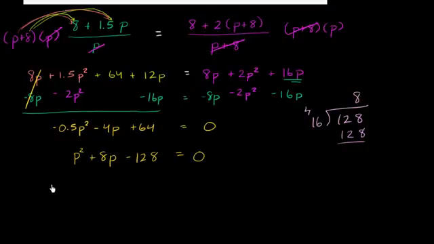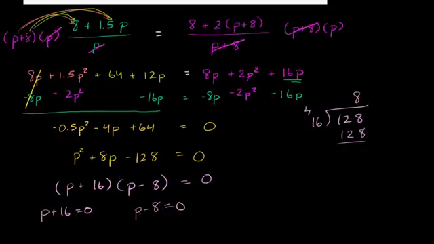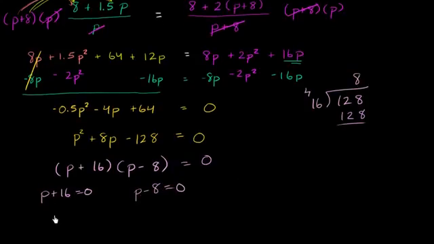So we can factor this as p plus 16 times p minus 8 is equal to 0. Now this is going to be equal to 0 if at least one of these is going to be equal to 0. So we have two solutions. Either p plus 16 is equal to 0, or p minus 8 is equal to 0. This one, subtract 16 from both sides, you get p is equal to negative 16. Here, you get p is equal to 8 if you add 8 to both sides.